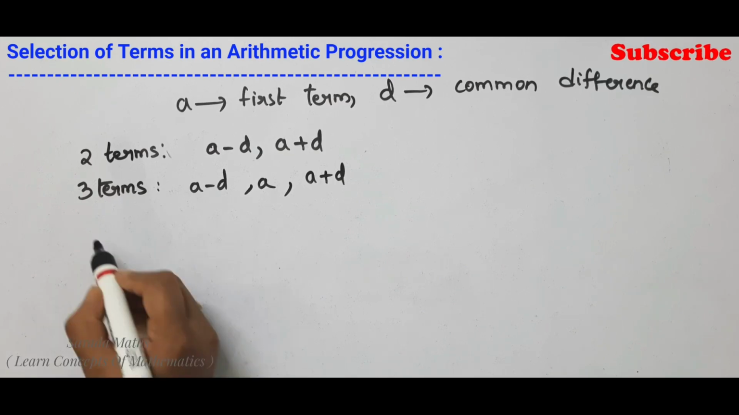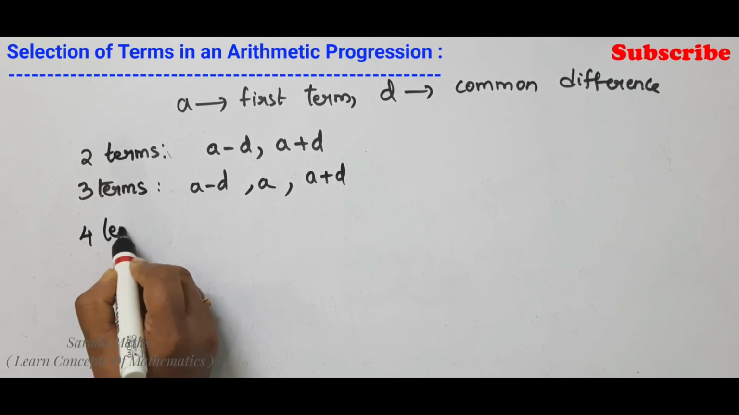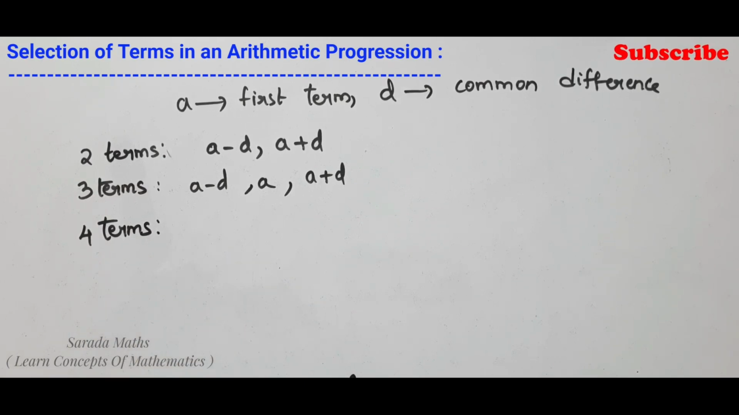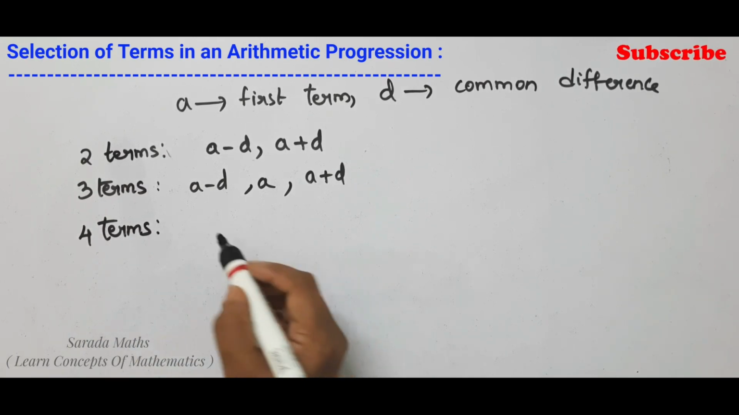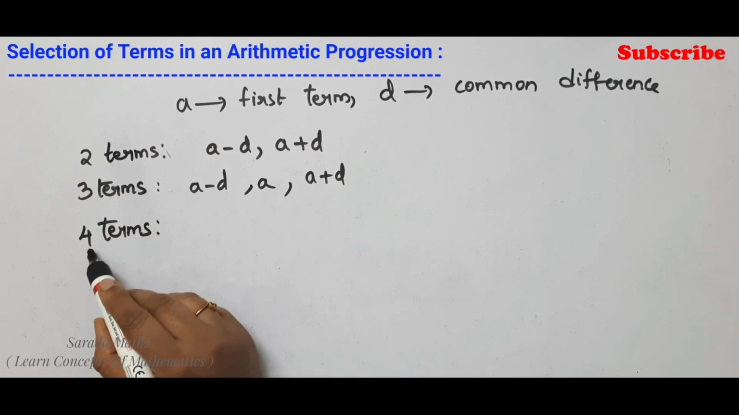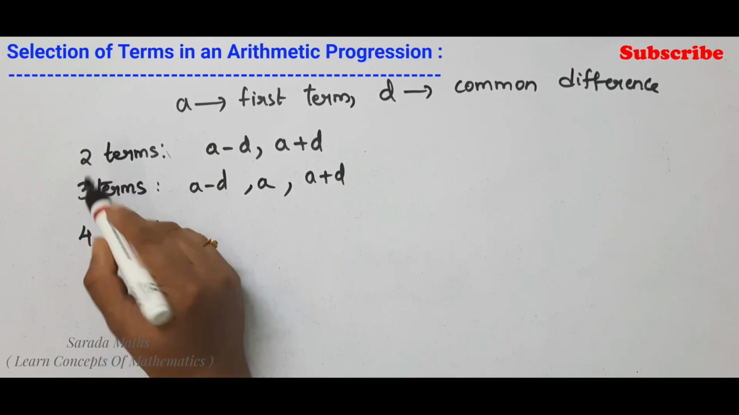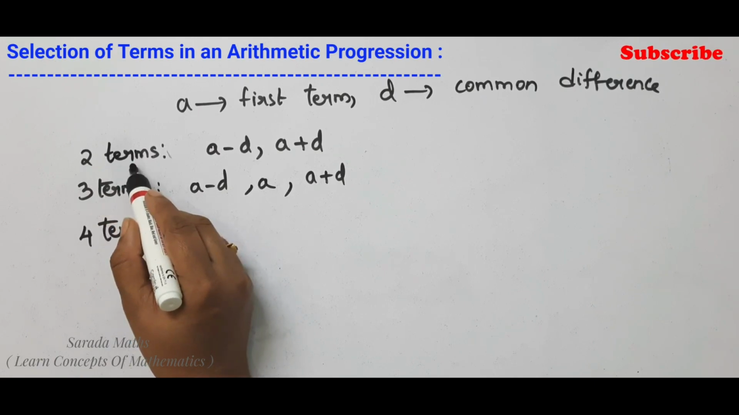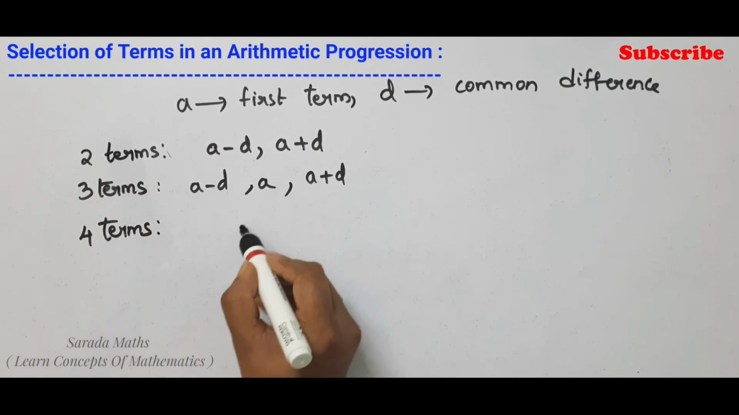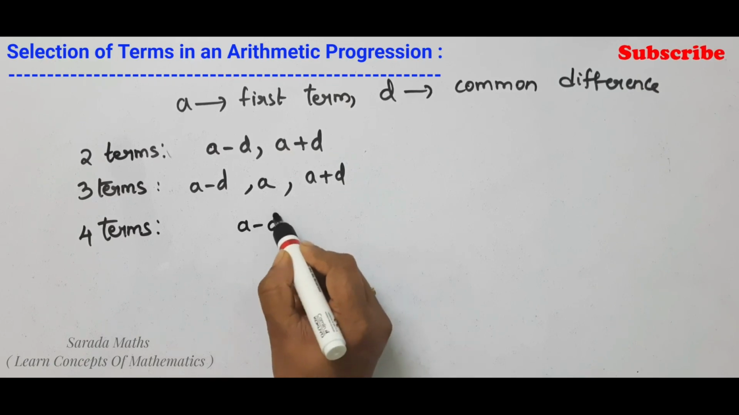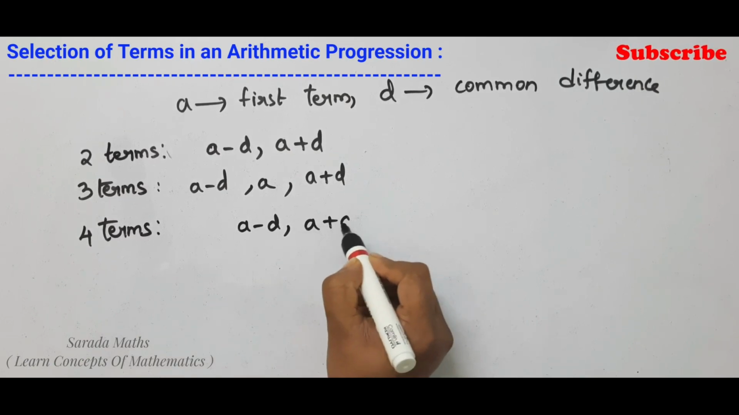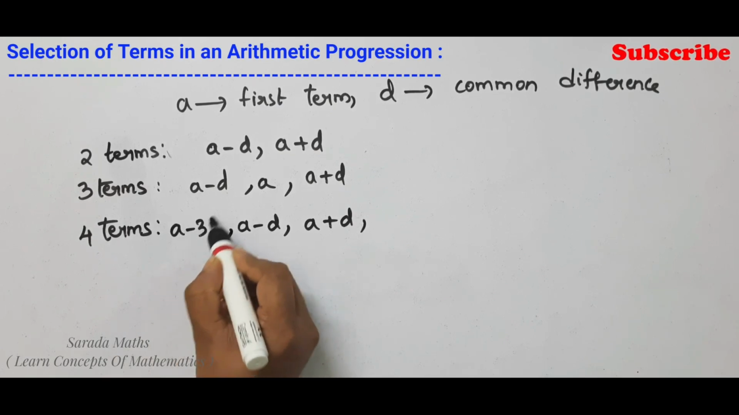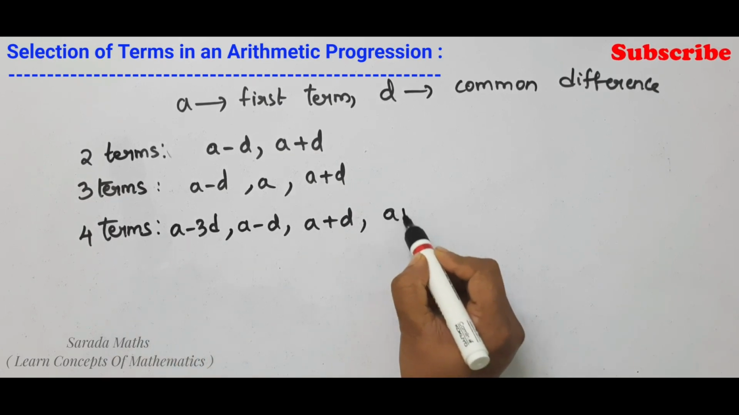If you have to select four terms, as it is an even number, you have to follow the same pattern as you have taken for two terms. That is, these two terms will be involved in the middle: A minus D, A plus D. The remaining two terms will be A minus 3D, A plus 3D.